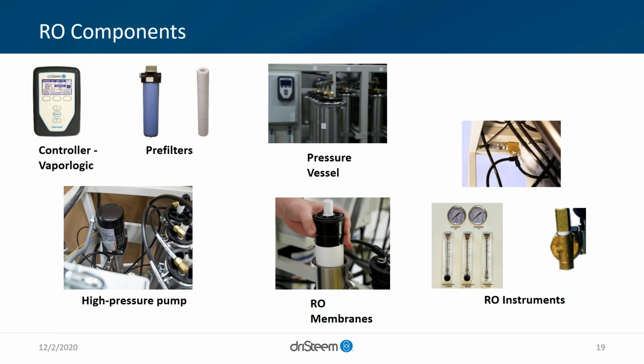RO membranes and pressure vessels. Up top is the pressure vessel photo. The membranes go in that vessel and are really the heart of the system. And then on the far right, there's different instrumentation pieces that are in there. You can check out flow rates, pressures, conductivity, all these different things to really understand how your system's performing.